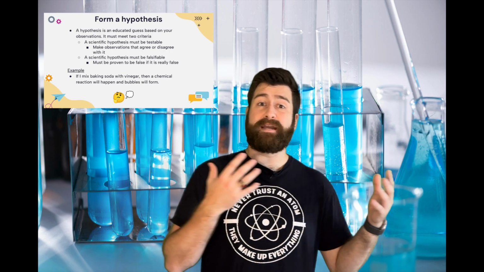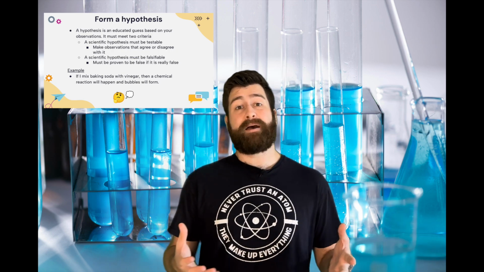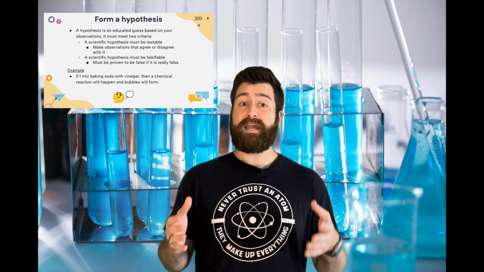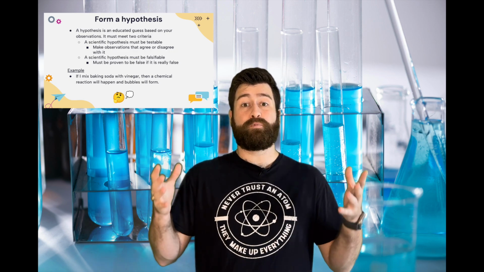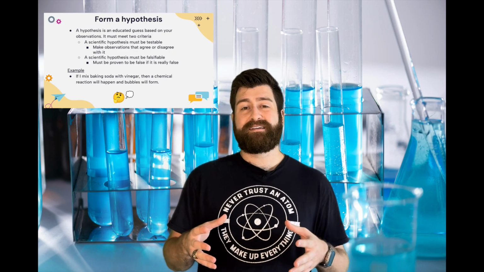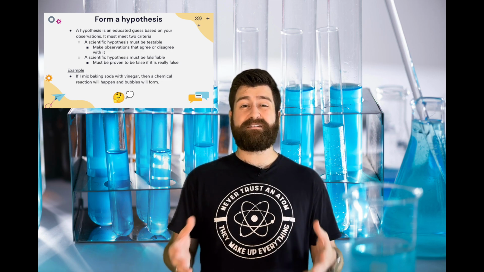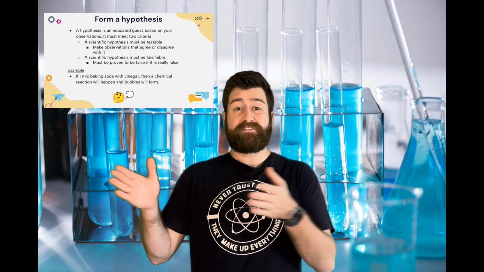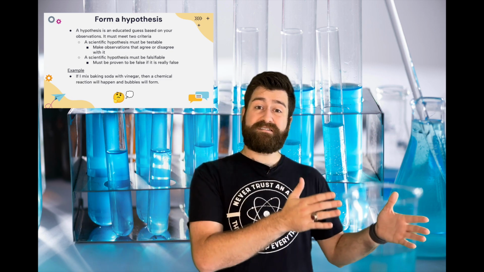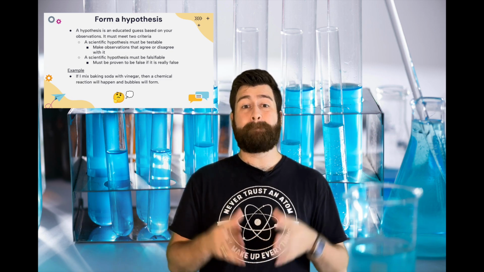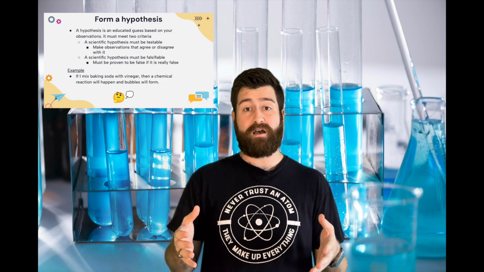Now, if we look back at our example, my hypothesis is if I mix baking soda with vinegar, then a chemical reaction will happen and bubbles will form. Notice, this hypothesis follows an if-then model. This is a simplistic way of writing a hypothesis. If something happens, then it will cause something else to happen. You fill in the something portions of the sentence based on your observations and thoughts.